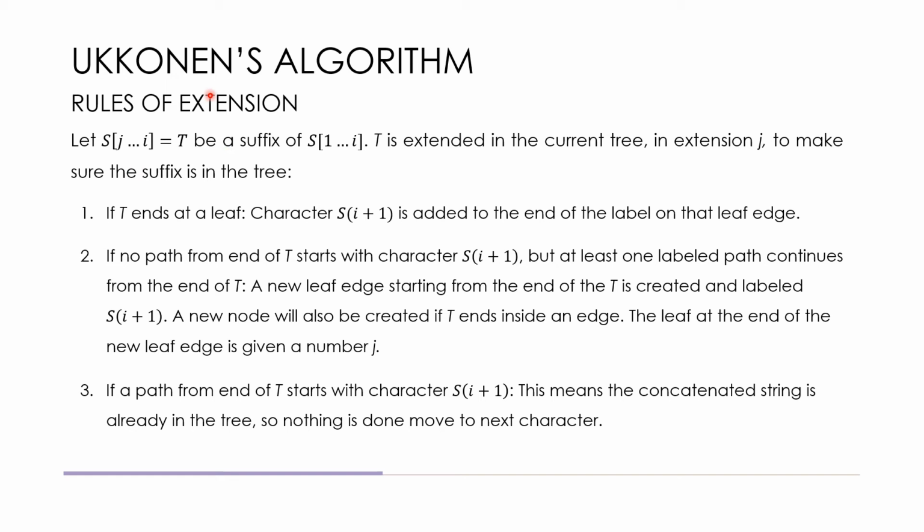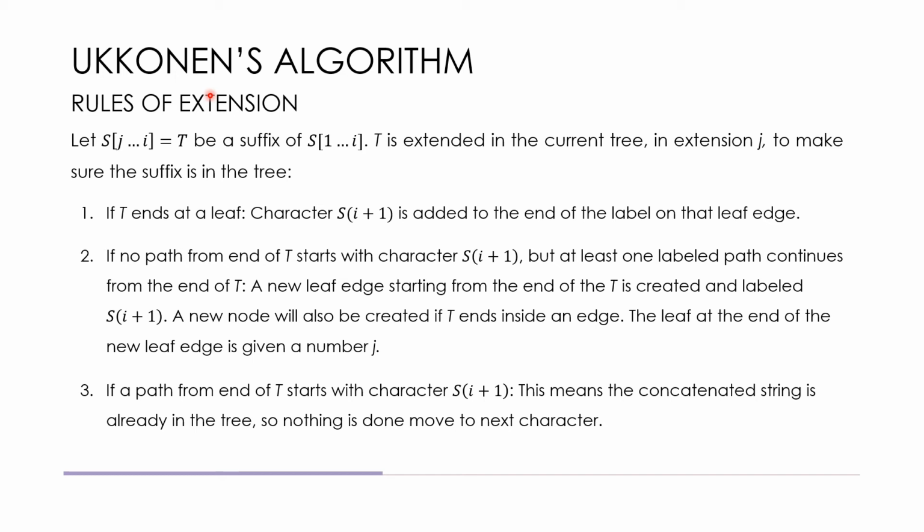So going over the first rule: if the path t ends at a leaf, the character S(i+1), so the next character, is going to be added to the end of the label on that edge. And that's all we do. After we're done, if there's nothing else to do, then we proceed with the next character.